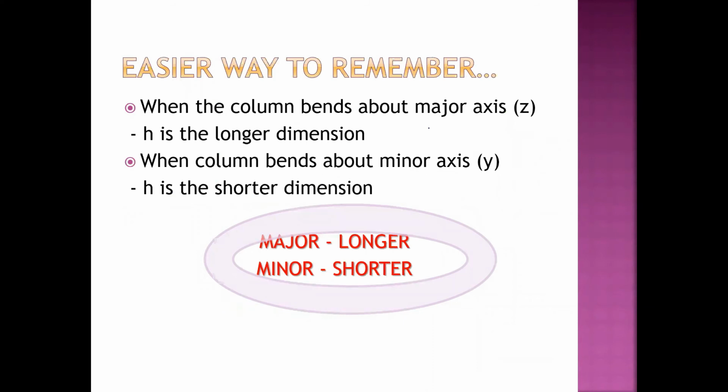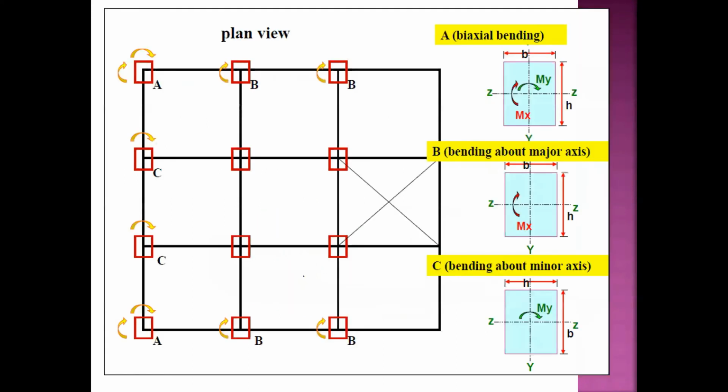If the column bends about the major axis Z, H is the longer side. If the column bends about the minor axis Y, H is the shorter. For better understanding, let's take a look at this plan view.